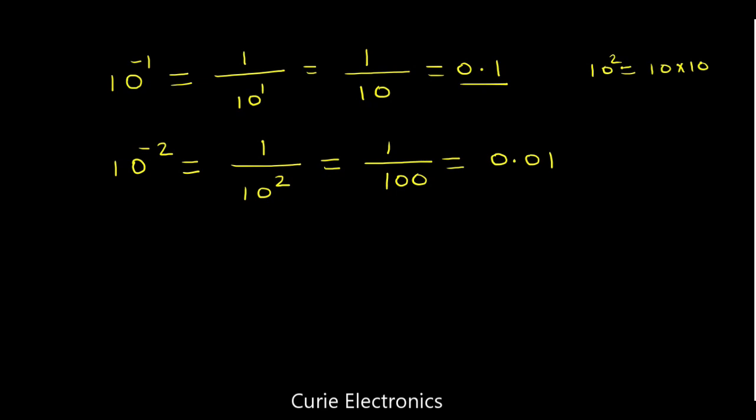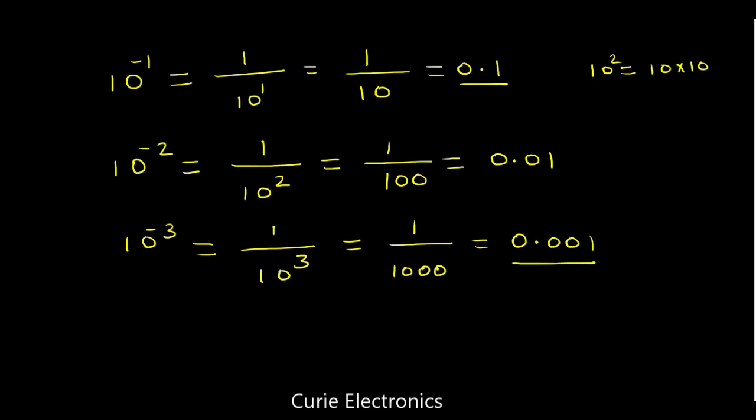Then we have 10 to the power minus 3. 10 to the power minus 3 equals 1 upon 10 to the power 3. That means it is 1 upon 1000, 10 multiplied by 10 multiplied by 10, which equals 0.001. And this is also known as milli. We will call it milli. So now I hope you understood how to manipulate these numbers.